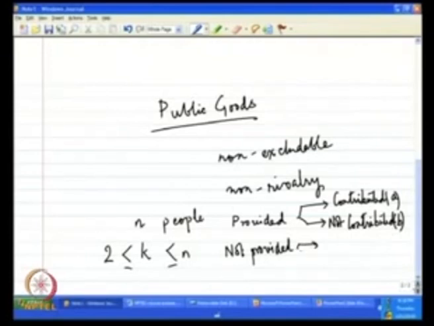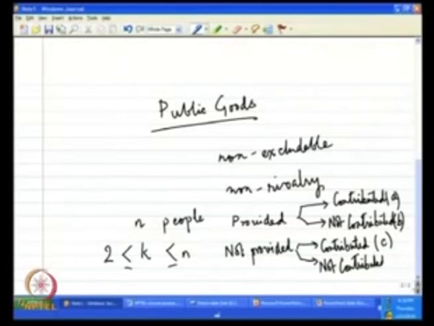And if it is not provided, again the same thing will happen. If the good is not provided, there are two possibilities. This individual that I am talking about, any arbitrary individual, has contributed, or he may not have contributed. So there are four possibilities.